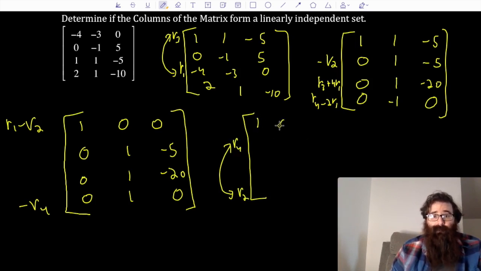Seems fair. And I'll keep row 1 the same. Row 2 is going to be that 0, 1, 0. Looks good. Row 3 is going to stay 0, 1, negative 20. And then down in row 4's position, 0, 1, negative 5.